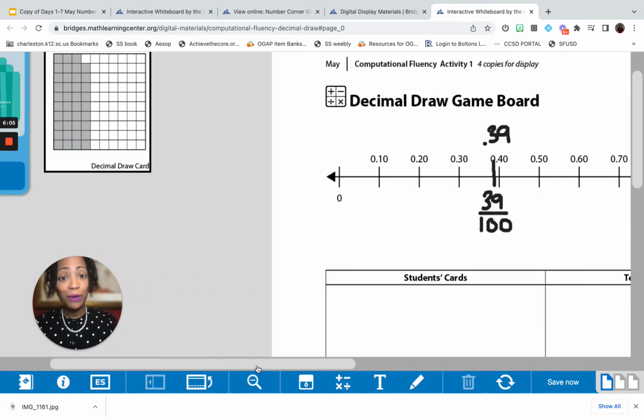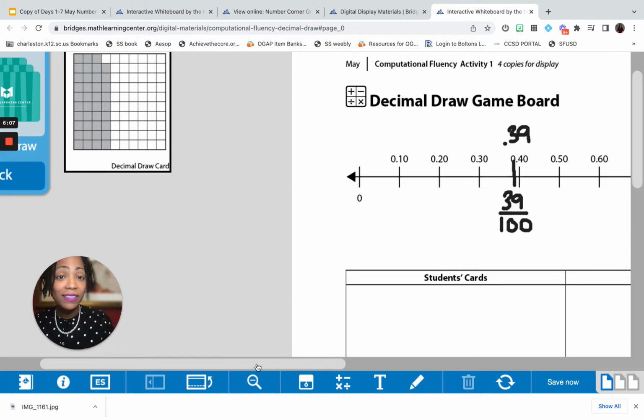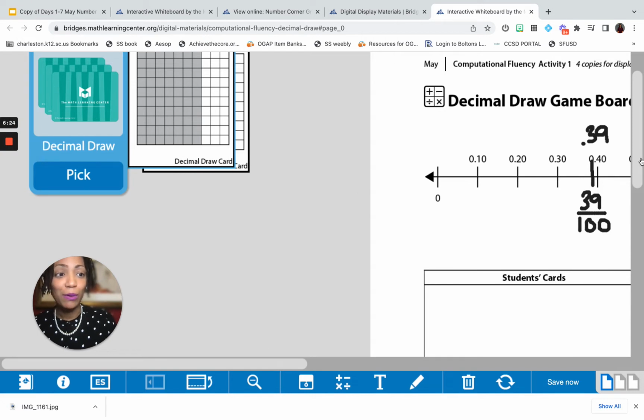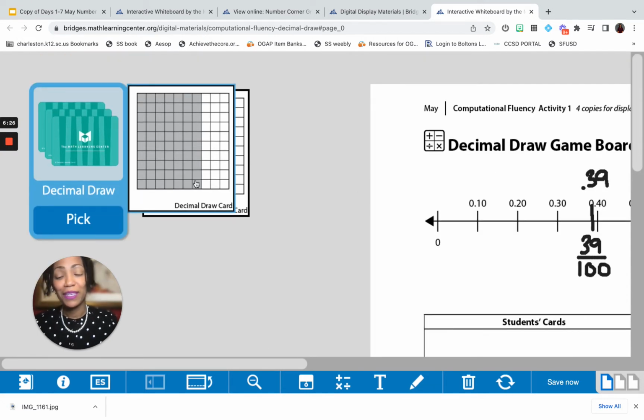And you actually have this in your number corner journal. So you can open it up, flip to the page so that you can keep track of the numbers that we're pulling for you in your book. So let's pick. Ooh, you got a model card too. Your number is bigger than my number. Do you know what it is?